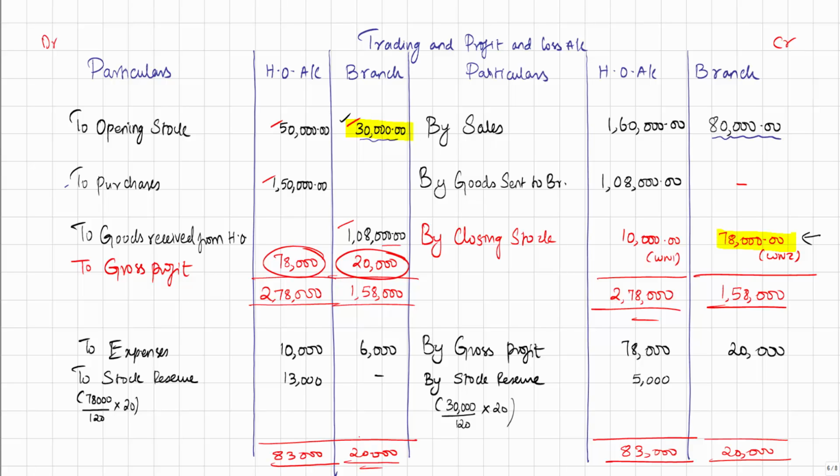This difference has to be taken to P&L. For HO, the difference is 83,000 minus 10,000 minus 13,000. It works out to 60,000. And for branch, it is 20,000 minus 6,000. It works out to 14,000. So this we are going to take it to net profit. So we'll say to net profit 60,000 and 14,000.